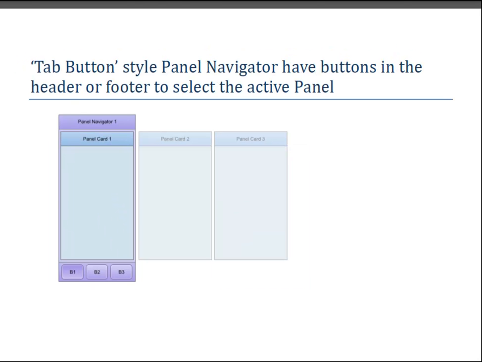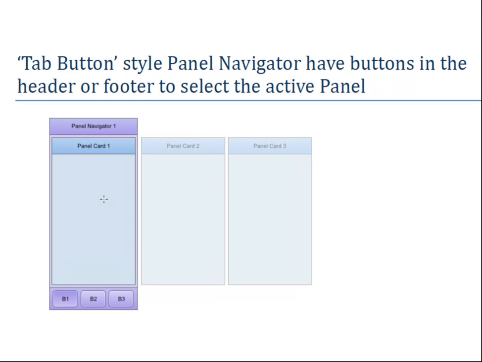So continuing our discussion on panel navigators, we've discussed how the carousel allows you to navigate from one panel card to another panel that is displayed inside the navigator. But there are other ways for transitioning from panel to panel inside a navigator, and the tab button style is another popular and common pattern that you see in mobile applications. So in this case, the transition from panel card 1 to panel card 2 would not be done by the user exerting a swipe gesture on panel card 1.